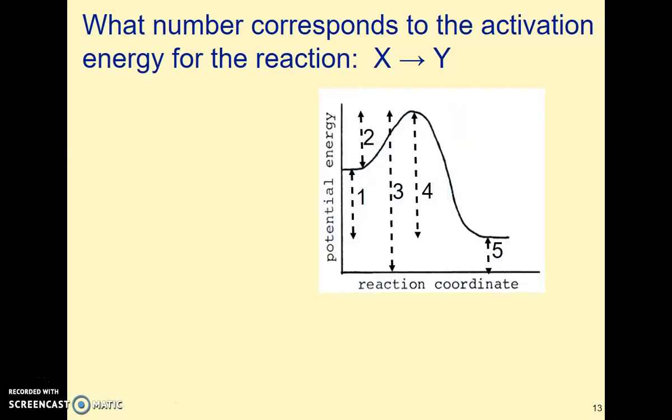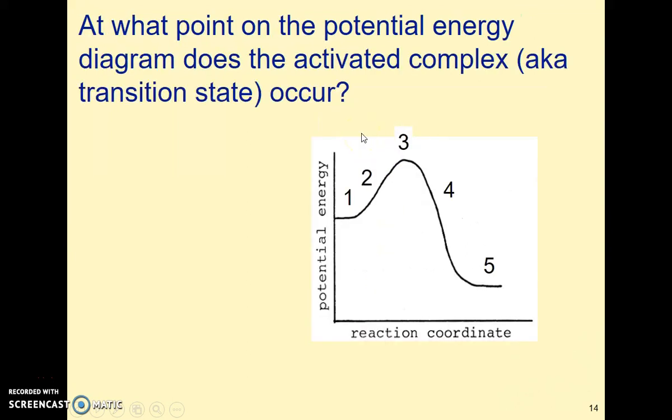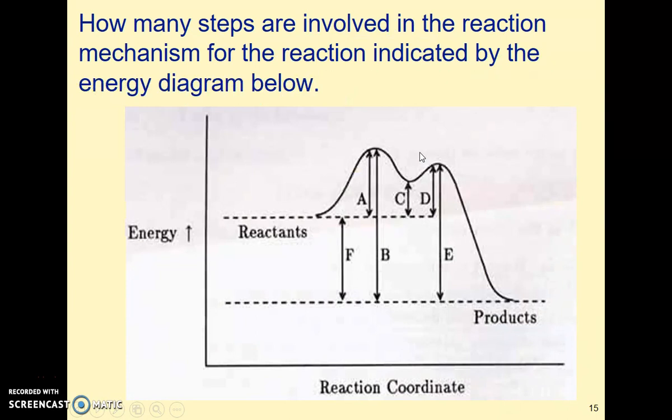If we look at this, what corresponds to the activation energy? The activation energy is always the distance from the reactants to the top of the hump. So in this case, this is line 2. At what point on the potential energy diagram does the activated complex, aka transition state, occur? That occurs at the top of the hump. So 3 is where the activated complex is, the top of the activation energy.